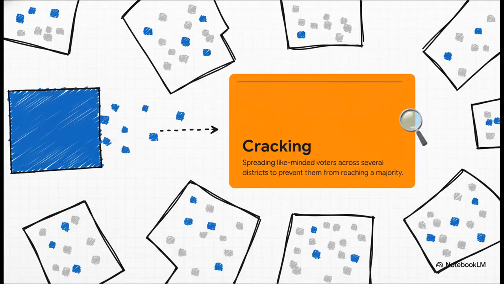Cracking is when you take a big group of your opponent's voters and you spread them out thinly across a whole bunch of different districts. That way they become a minority in every single one of those districts, and their votes are basically wasted because they can never get a majority anywhere.